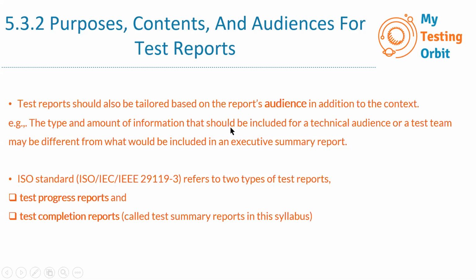We said that these are the factors which define the contents of the test report. But in addition to that, there is one more thing which might vary the contents of the report, and that is the report's audience. For example, the type and amount of information that should be included for a technical audience or a test team may be different from what would be included in an executive summary report. If we are doing it for a technical audience or test team, detailed information on defect types and trends is very important.